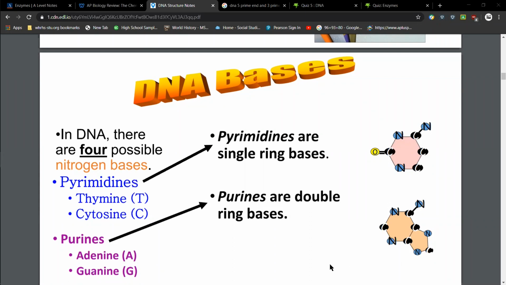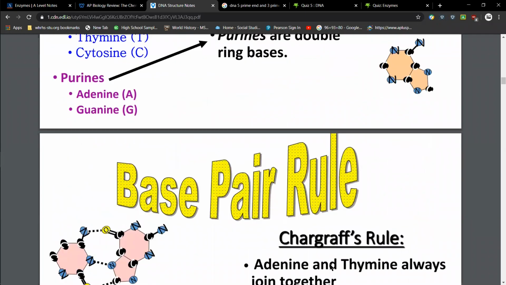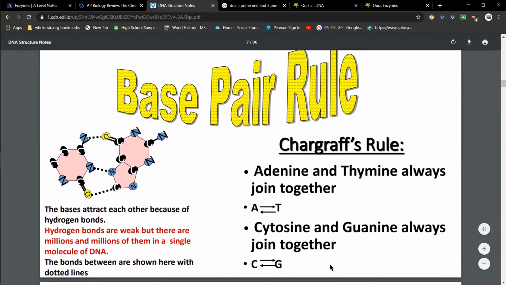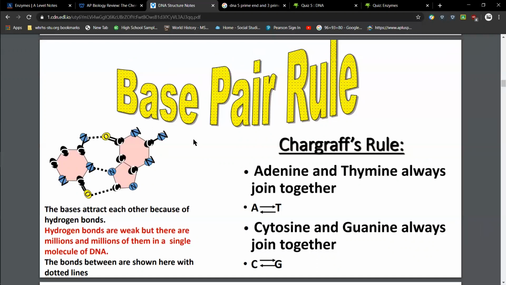What's important about these bases is that certain ones join together always. Always adenine and thymine will join together. If you remember, adenine is a purine, and thymine is a pyrimidine. Then cytosine and guanine will always join together, guanine being the purine and cytosine being the pyrimidine. So this is important. Remember that adenine and thymine always join together, and cytosine and guanine always join together.